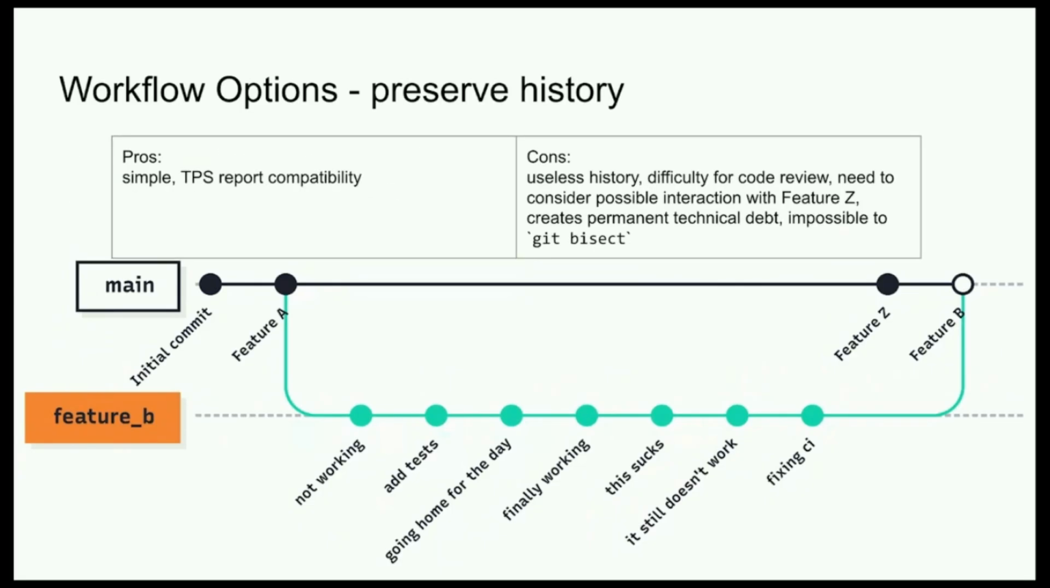So when we preserve history, this is when we're just going to commit and commit and commit, and then we're just going to push what we've got when we're ready. Now, we hopefully have someone doing a review. This is hard for them to review because if they want to look at independent commits, they have these useless comments. They have to consider what's going to happen when it interacts with feature Z.